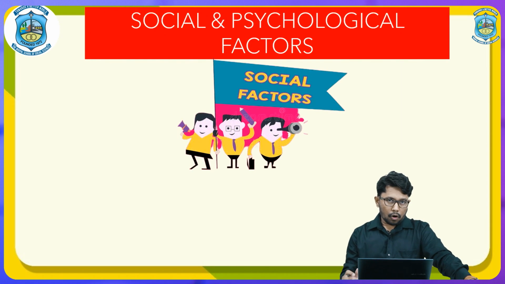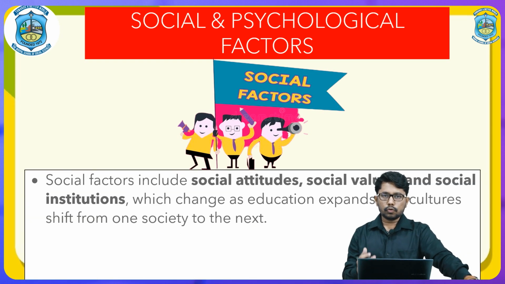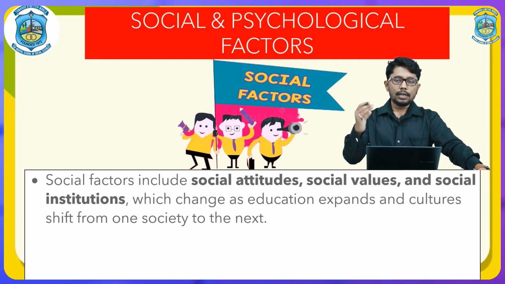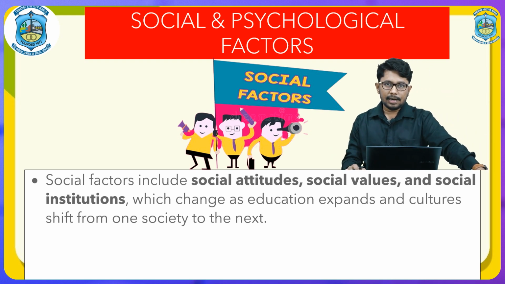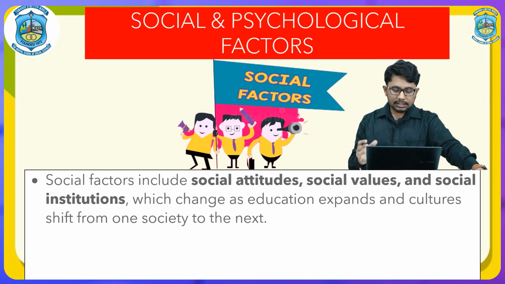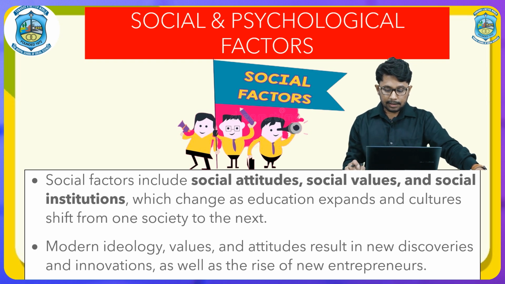The second non-economic factor is the socio-psychological factor. It includes social attitudes, how you behave with people, social values, how your values bring change in society, and social institutions, like how many educational institutions you have, how many hospital facilities you have, and other eminent facilities. Ultimately it influences development in the state, as education expands and cultures shift from one society to the next. Modern ideologies, values and attitudes result in discoveries and innovation as well as the rise of new entrepreneurship.